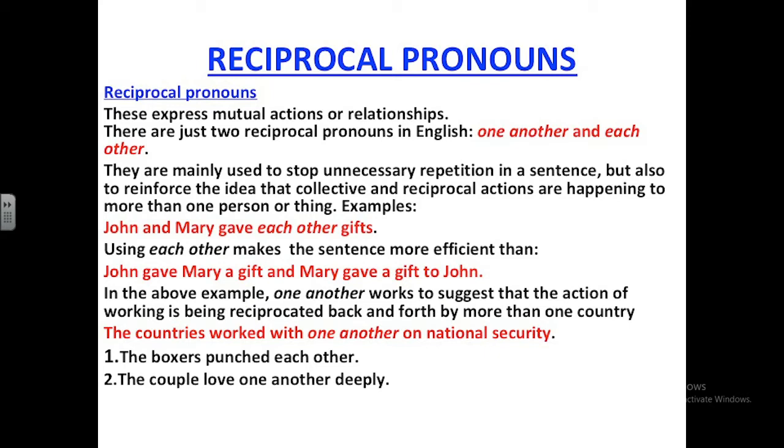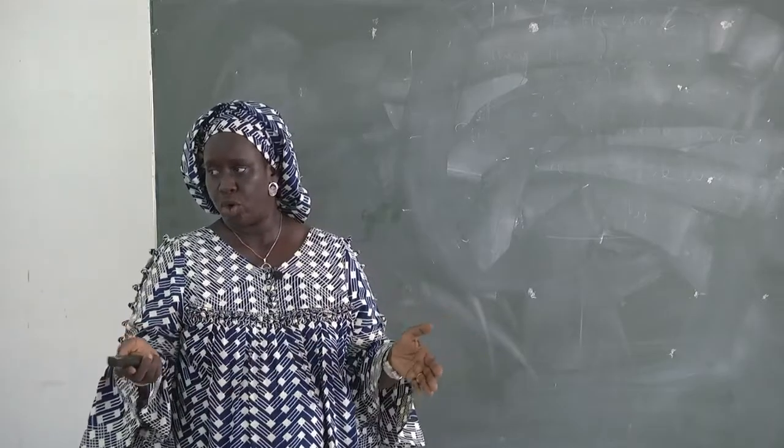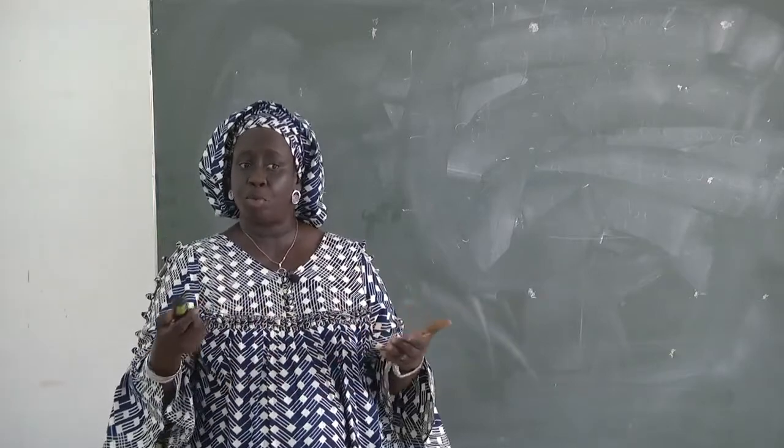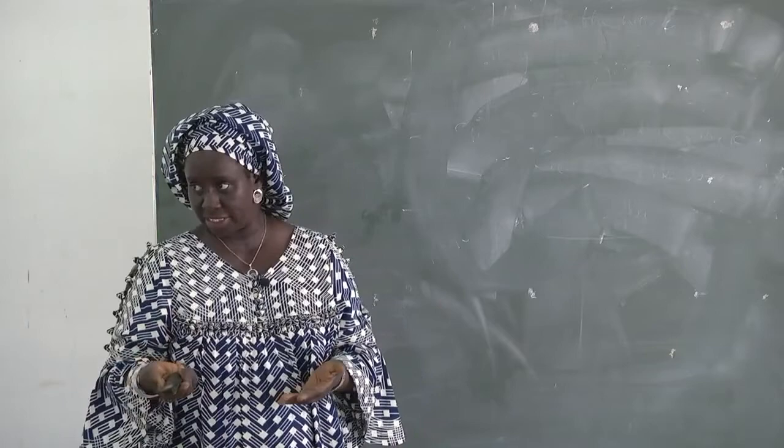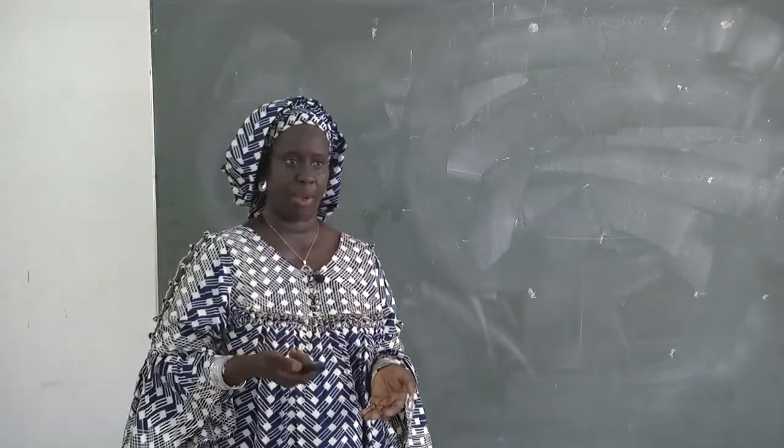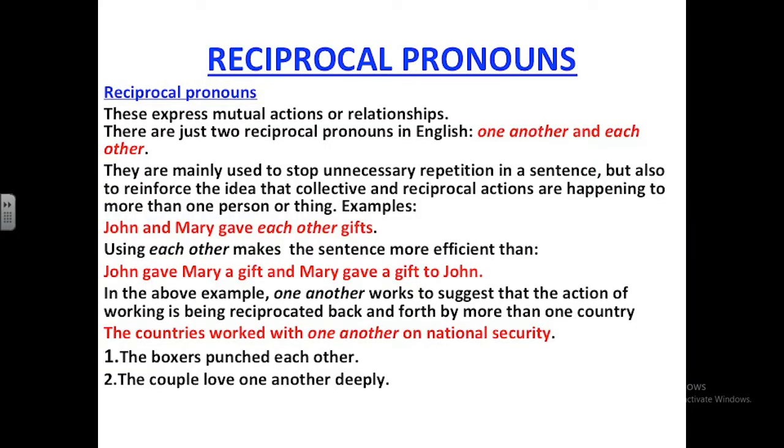The countries worked with one another for national security. Also, one another suggests that the action of working is being reciprocated back and forth by more than one country. Countries are working together. They could be two, they could be more than two, but they are working together. For what purpose? For national security, isn't it? So it is reciprocal.